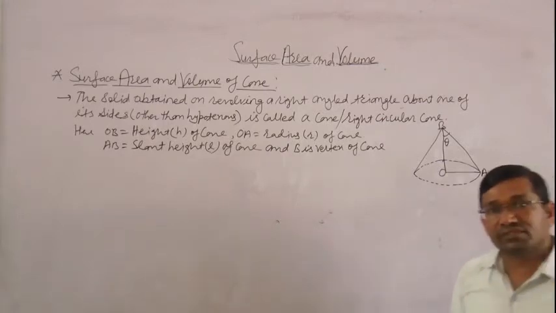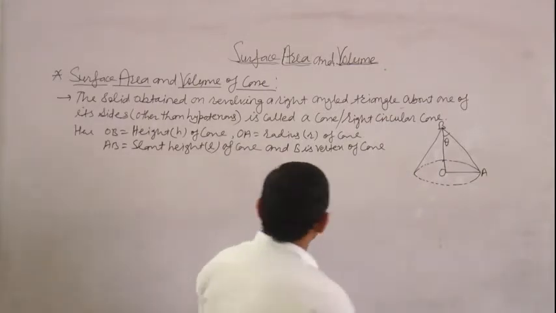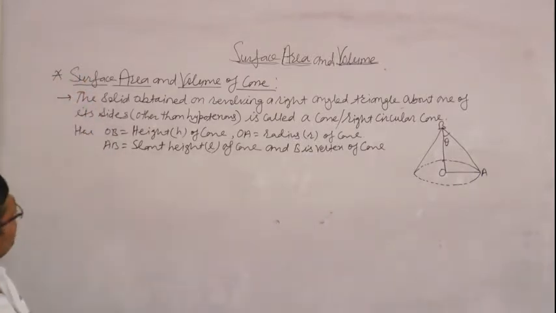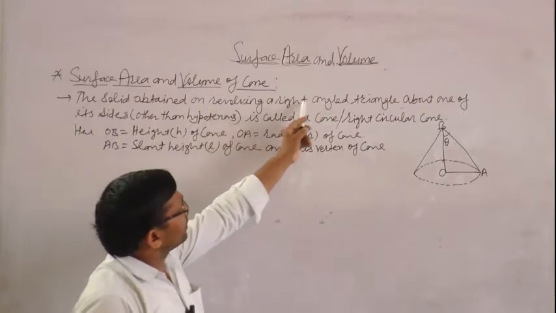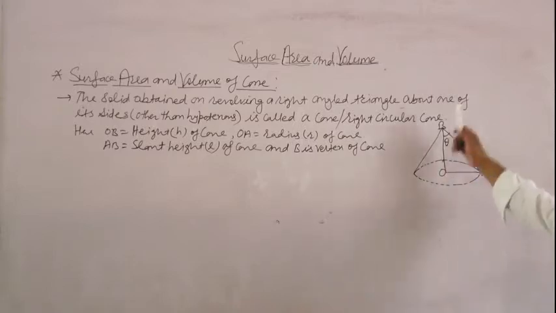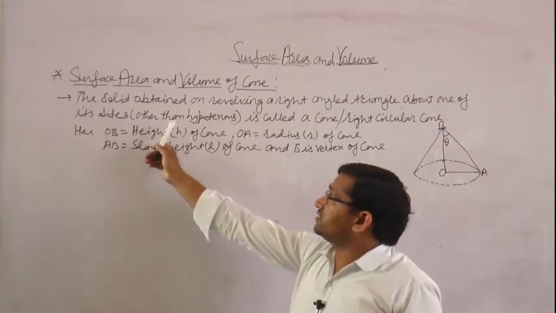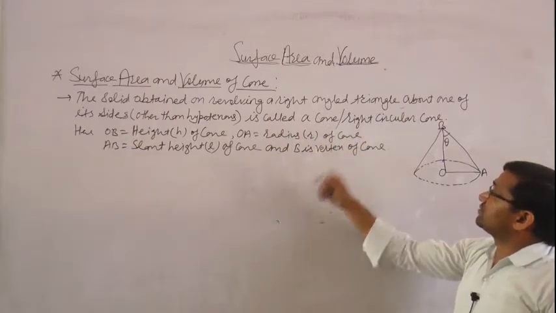Okay, first we study what is a cone and what is a right circular cone. The solid obtained on revolving a right angle triangle about one of its sides other than the hypotenuse is called a cone or right circular cone.